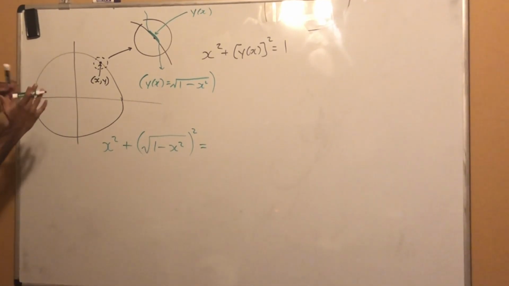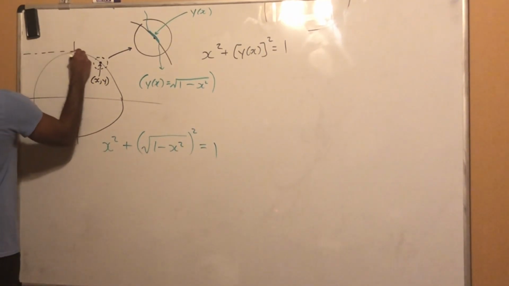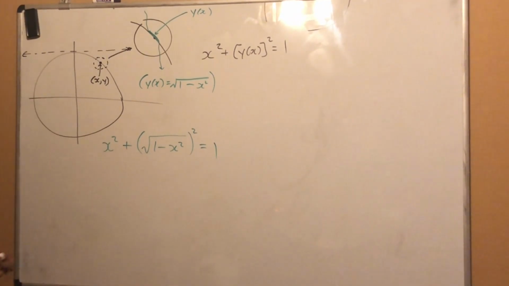On this interval anyway. This neighborhood, sorry. That's just gonna be 1, right? 1. Which is this line right here. Okay. So, any point to pick?